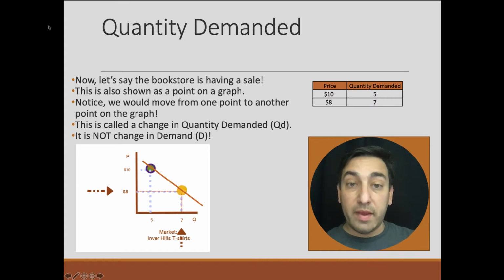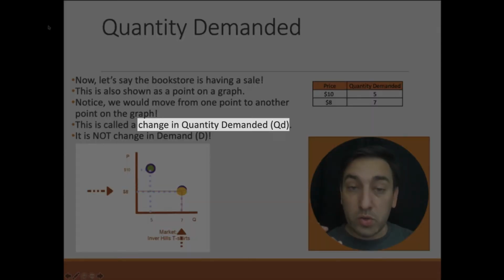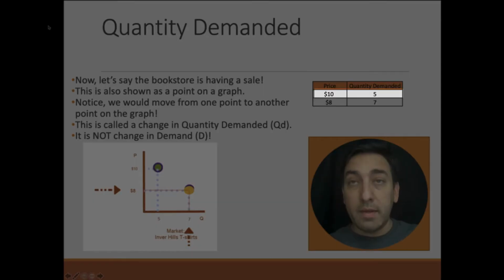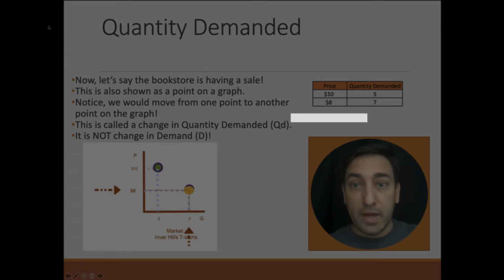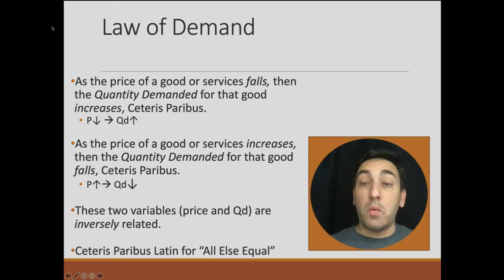And I want to be really careful, movement along the curve. And its notation is a change in quantity demanded, which we're going to say QD. And I want you to notice that each quantity demanded and price combination, each row up here, represents one point on the graph. Now what we just discovered here is what economists call the law of demand.